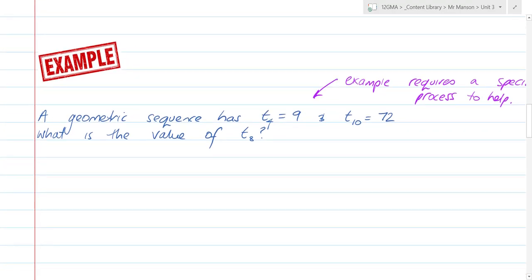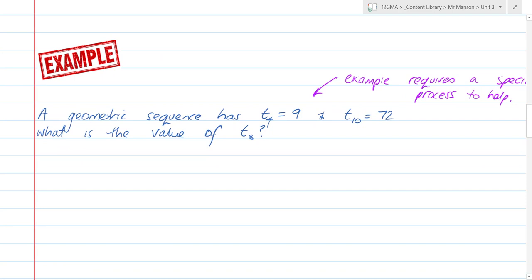So in example 2, at the moment we're just dealing with examples that are theoretical, but there could be context as well. We're going to talk about context in the next lesson. Compound interest is a common one. Any context that involves growth and decay, but there won't be any earth geometry context in there. So a geometric sequence has term 4 equals 9 and term 10 equals 72. What is the value of T8?